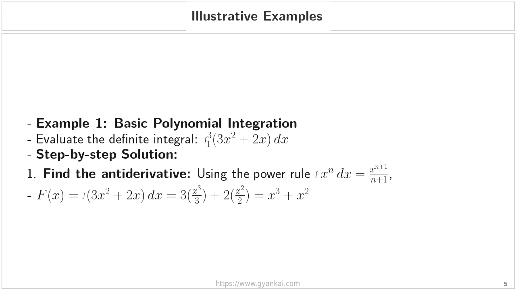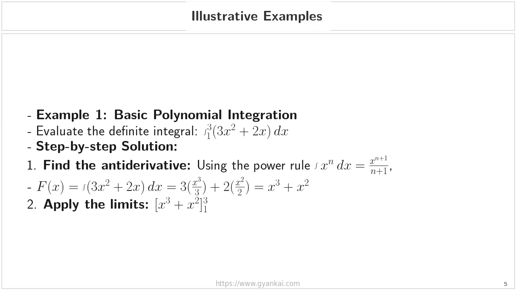Applying this to our problem, the integral of 3x squared is 3 times x cubed divided by 3, which simplifies to x cubed. And the integral of 2x is 2 times x squared divided by 2, which simplifies to x squared. Therefore, our antiderivative, f of x, is x cubed plus x squared. Step 2. Apply the limits.